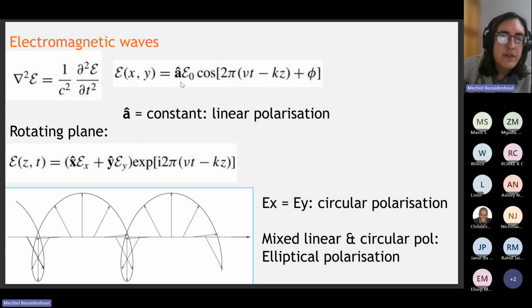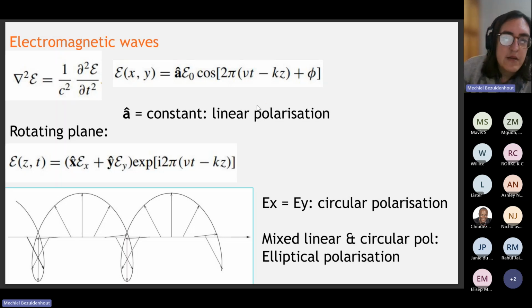The electric field is oscillating in a direction A, so that's perpendicular to the direction of travel. It's the direction in which the electric field is oscillating. And if that direction is constant, if it's not moving around, that means that the signal is linearly polarized. So in other words, polarization is always defined in terms of the direction of the electric field.